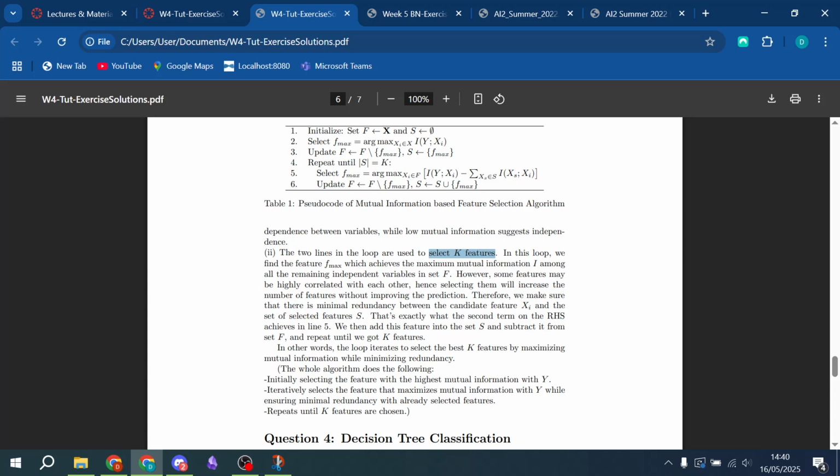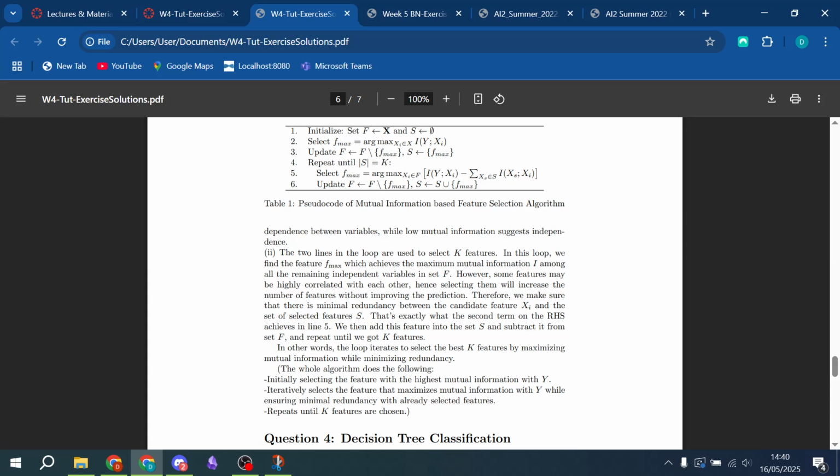Yeah, we find the feature from the set F which maximizes mutual information with the class variable. It doesn't say that here, but yeah, mutual information with the class variable. Some features may be highly correlated with each other. Selecting them would be bad because it would increase the number of features without improving the prediction. Yes, this is exactly what redundancy is. You're using more features for no benefit, so you don't want to do that.